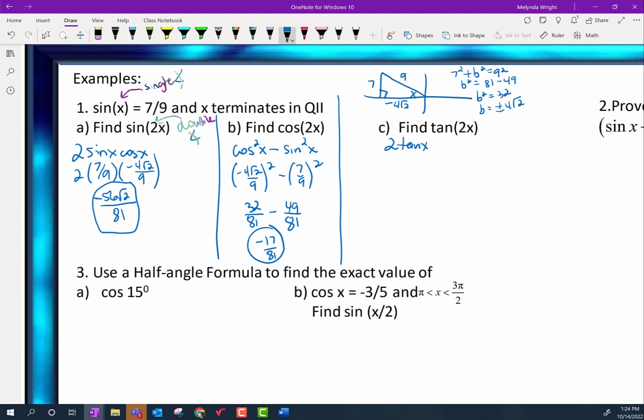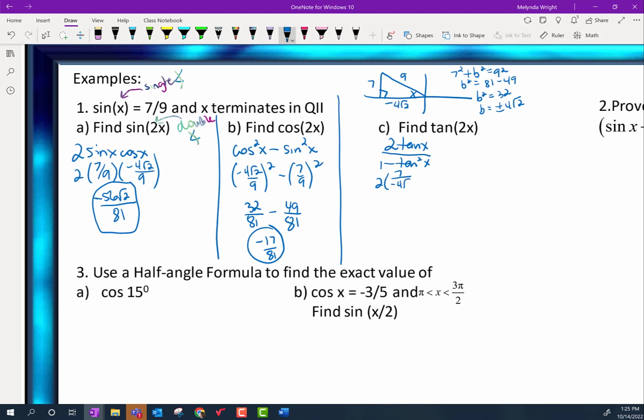2 tangent x over 1 minus tangent squared x. That's the formula. So let's read that off of our triangle. So let's see, tangent is opposite over adjacent. So 2 times opposite is 7.